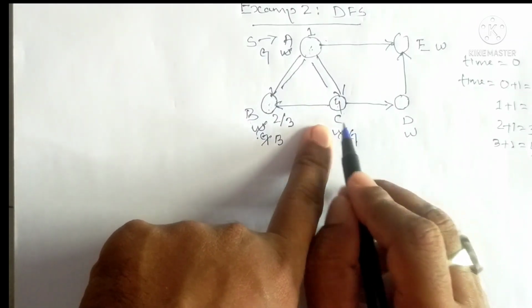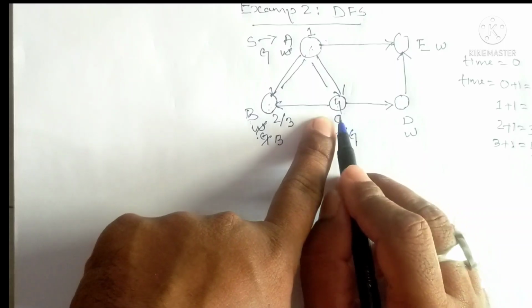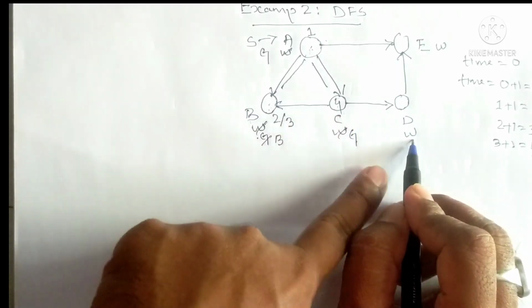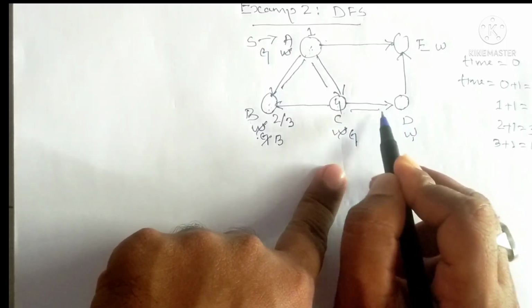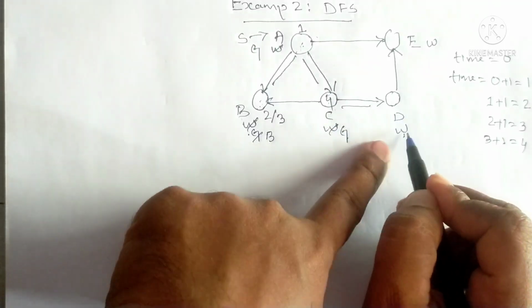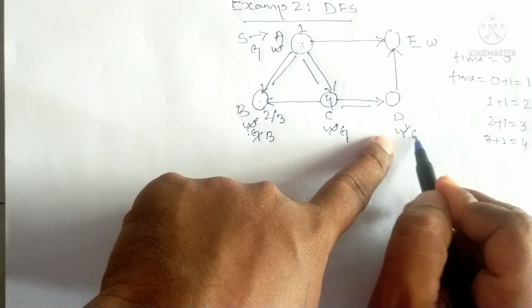After changing the color to gray, find the adjacent vertex of C. With the adjacent vertex C, D. Is it white? Yes. If it is white, mention the predecessor relationship. After finding the predecessor, then you have to change the color to gray.